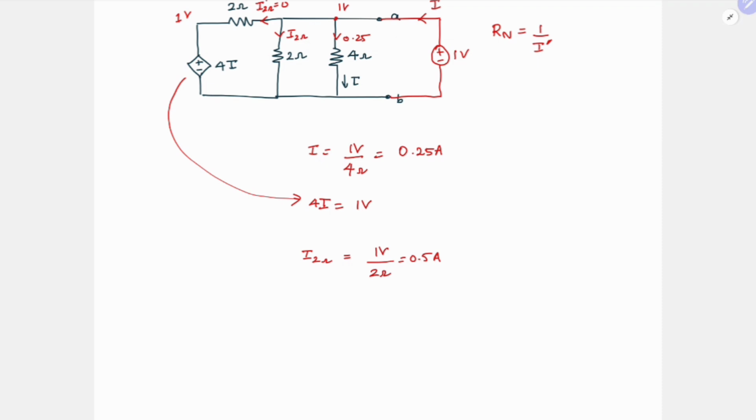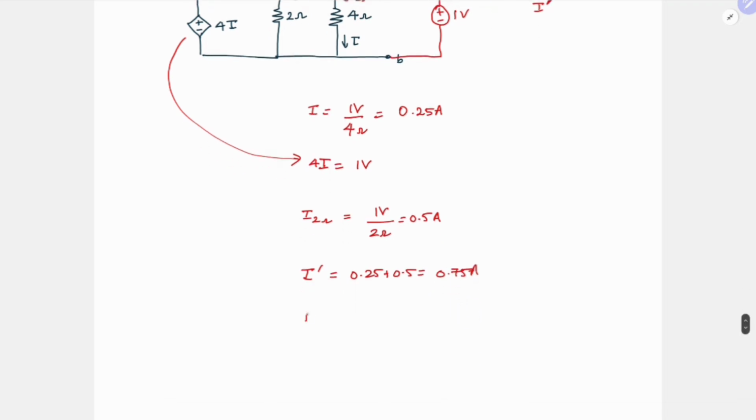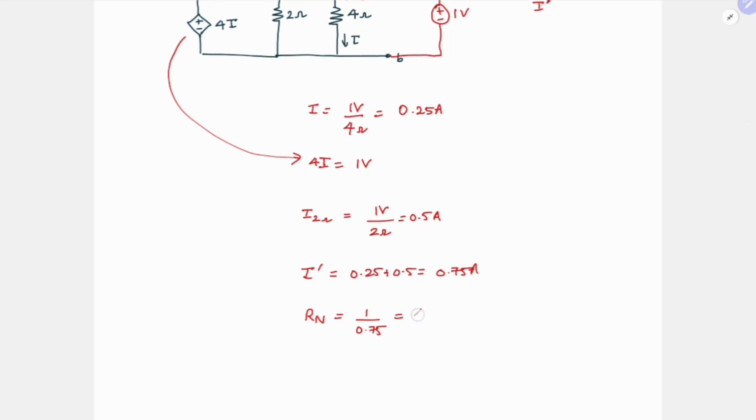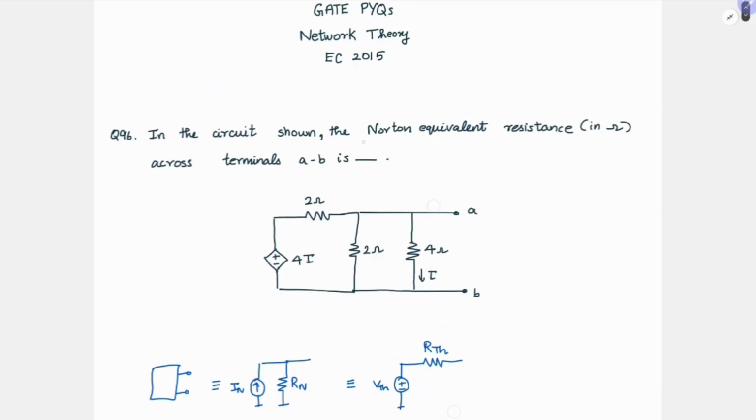ampere, right? So what is your total current I bar? This 0.25 plus 0.5, which is equal to 0.75 ampere. So what is your Norton equivalent resistance? It is 1 by 0.75. So this is nothing but 4 by 3, which is equal to 1.33 ohms. So this is your answer.